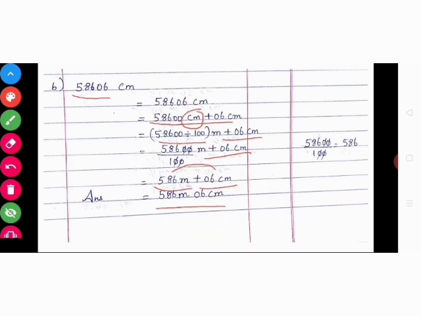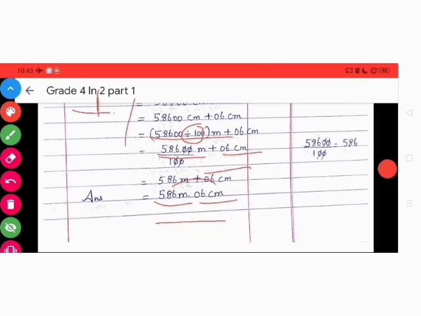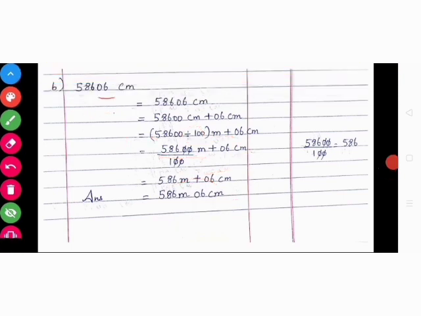So this is a shortcut method. How to write these two terms: you can consider the last two digits as centimeter. The remaining digits are meter. This is a short form. Okay, children.